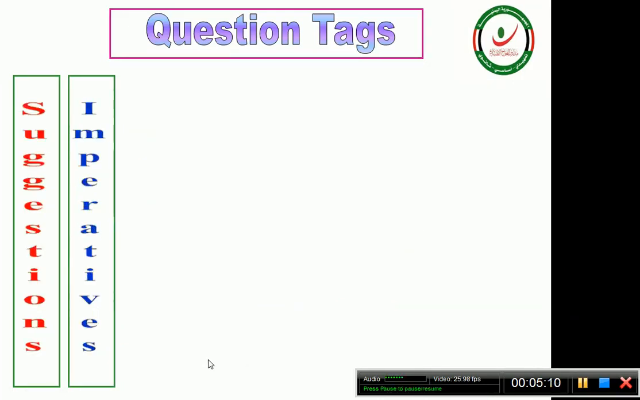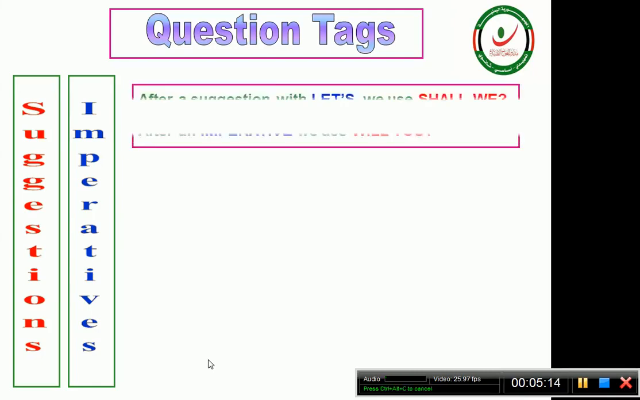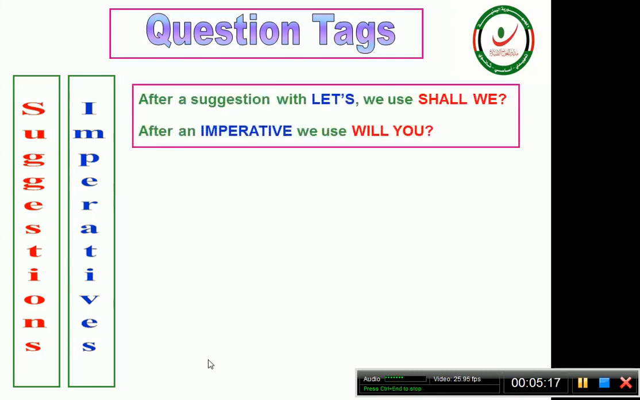Suggestions and imperatives. In this, after a suggestion with let's we use shall we, and after an imperative we use will you.